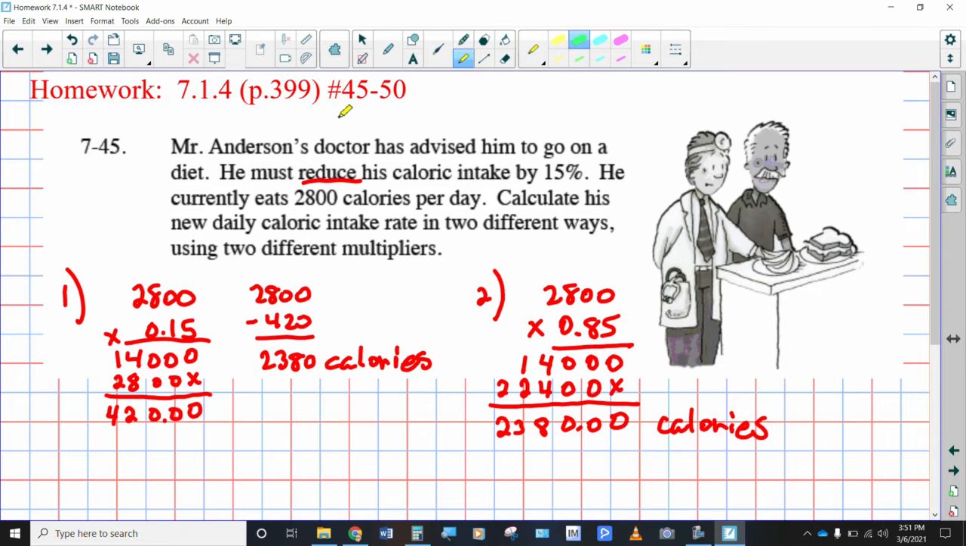All right, so Mr. Anderson's doctor has advised him to go on a diet. He must reduce his caloric intake by 15%. He currently eats 280 calories per day. Calculate this in two different ways.